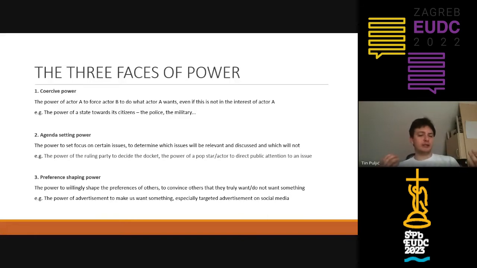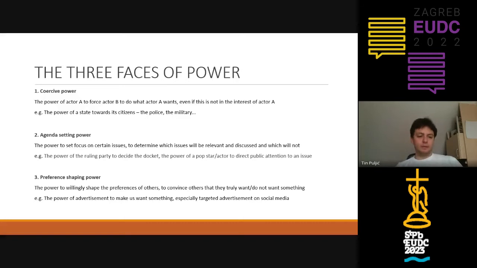Governments also have agenda setting power, for example, like politicians, because when politicians speak out about certain issues, when they hold speeches before elections, in campaigns, or simply during their mandate, when they talk about certain things, they're setting focus on particular issues and not setting focus on others by choosing what to speak about. So they have agenda setting power in that way.